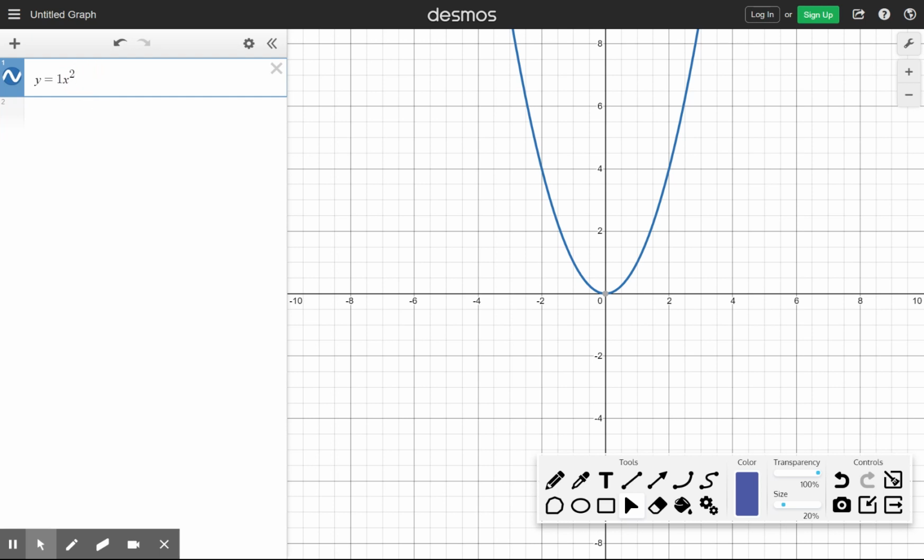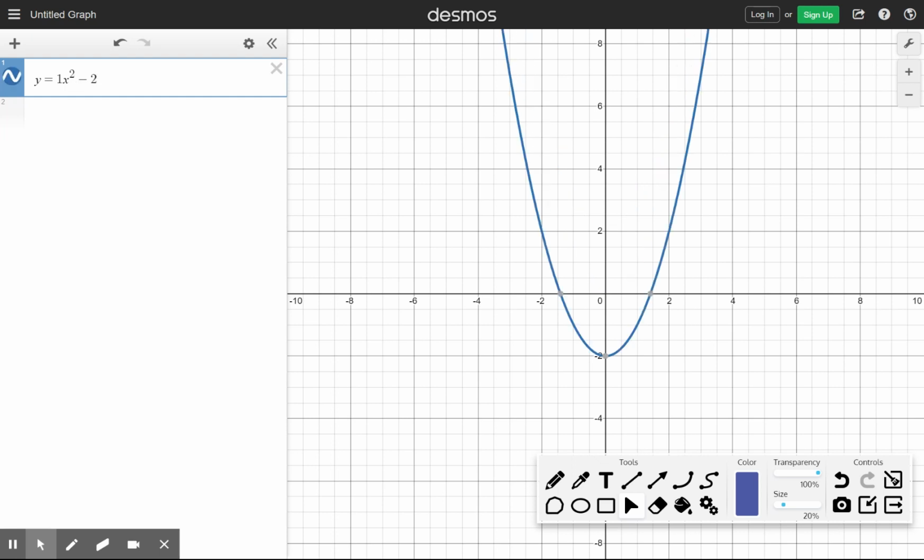Now, I'd like you to look at how we could make some changes to this graph. What if we wanted to shift the graph straight up? Okay, well, then we could just add 2 onto the graph. Or if we wanted it to shift straight down, you could subtract 2 on the graph. Y equals x squared minus 2. So this is called a vertical shift, when you want to lift your graph straight up or lift it straight down.